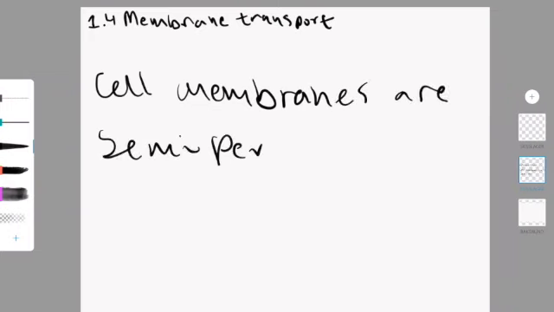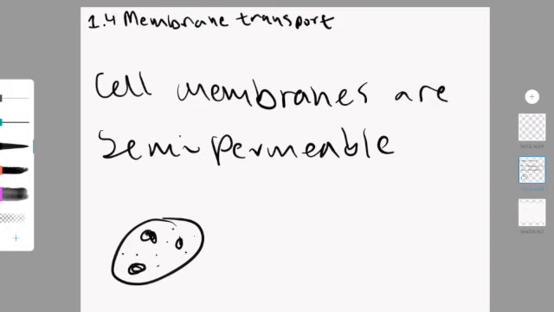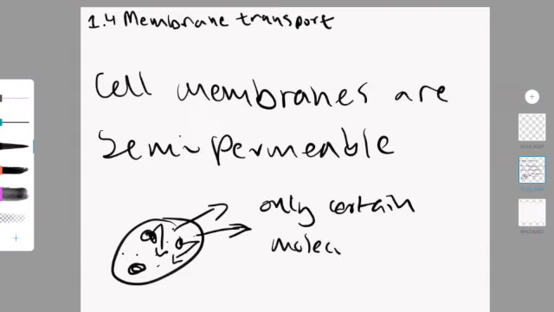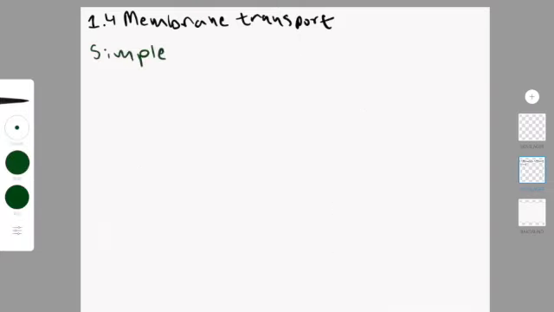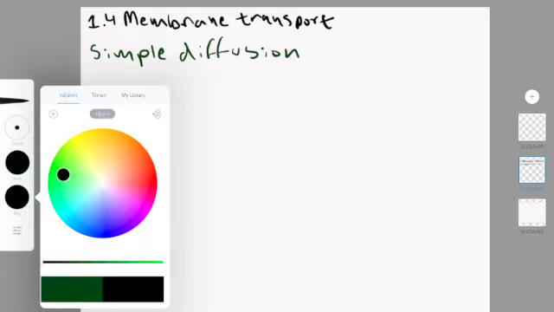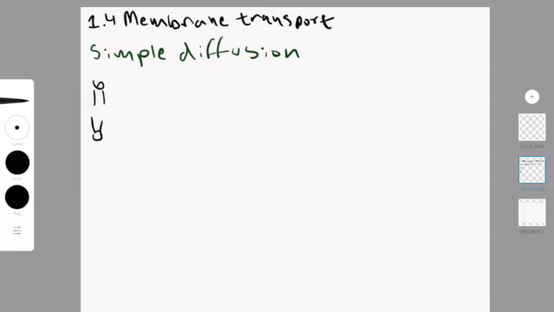It's also important to note that cell membranes are semi-permeable, which means that only certain molecules can pass freely. As you can see in this drawing, the bigger molecules bounce off the walls, meanwhile the small ones are able to go in and out freely. This means that it is semi-permeable. So in simple diffusion across the membrane, it goes from high to low concentration, and as you can see, this is a very simple form of transport.